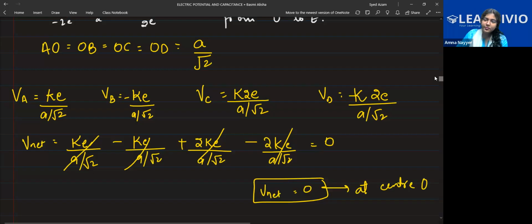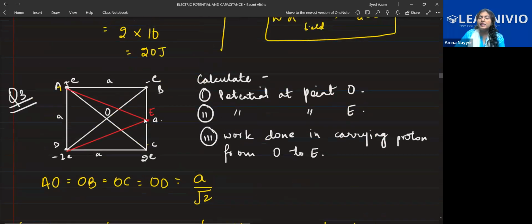First part is clear? Yes, ma'am. Okay, now it is saying at this point E, you have to calculate the potential. So E is in the midpoint of BC. So look here, if this is A, total is A, so this part will become A by 2. This is A. How will I get AE?